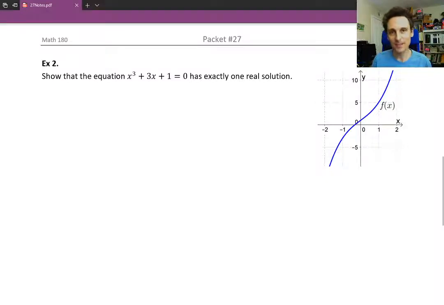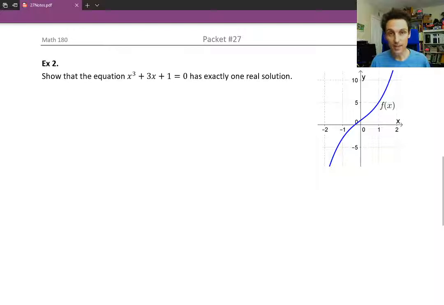Hello and welcome back. In example 2, we're going to bring back something that we learned many packets ago, which is the intermediate value theorem. We're going to use this intermediate value theorem and Rolle's theorem combined to help us show, in example 2, that the equation x cubed plus 3x plus 1 equals 0 has exactly one real solution.